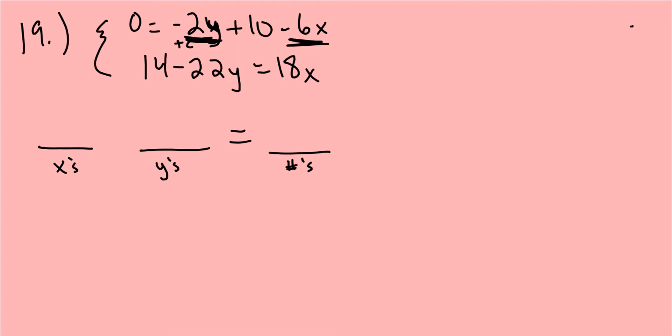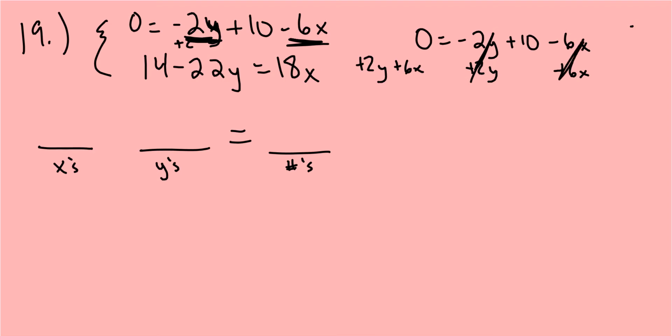So to move them over, I have to add 2y to both sides to move the negative 2y over. I have to add 6x to both sides to move the 6x over. So I'm going to write the positive 6x first, plus 2y. And look, this 10's already on the right side, so it's going to stay on the right side.